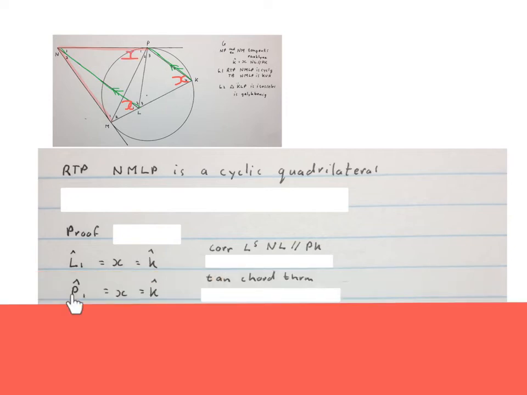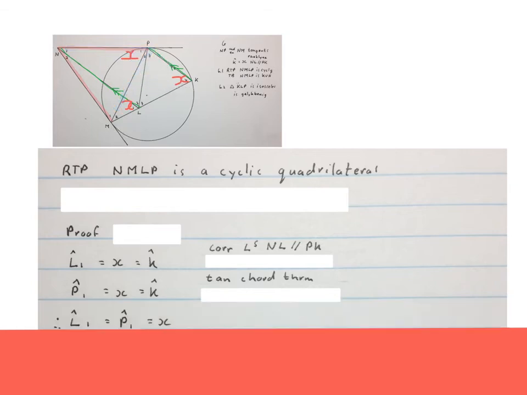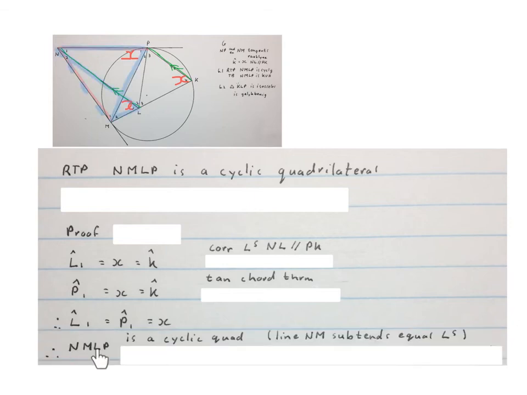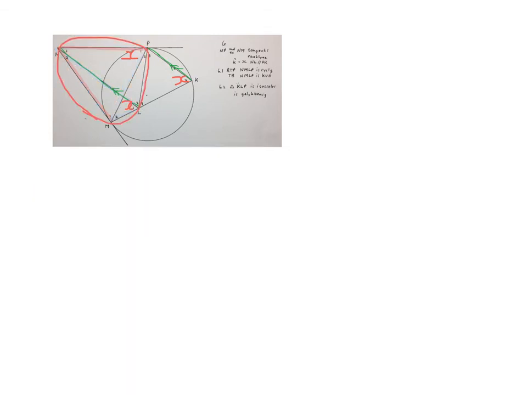Next we can write angle P1 is equal to X, also equal to K. That angle there is equal to that angle over there. Tan chord theorem. There's the tangent, there's the chord, so that angle is equal to the one over there. So angle L1 is equal to angle P1 because they're both equal to X. Then we write NMLP is a cyclic quadrilateral. Line NM subtends equal angles. That line there subtends equal angles on the same side of it. Stop the video and get your head around this proof. Remember, before we go on, there is now a new circle that was proven to be on this sketch.